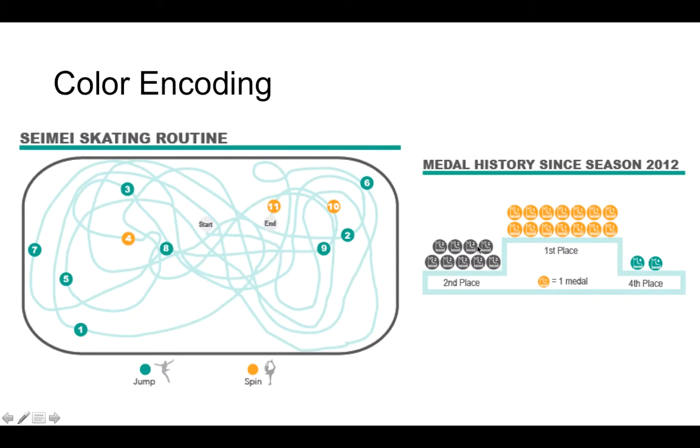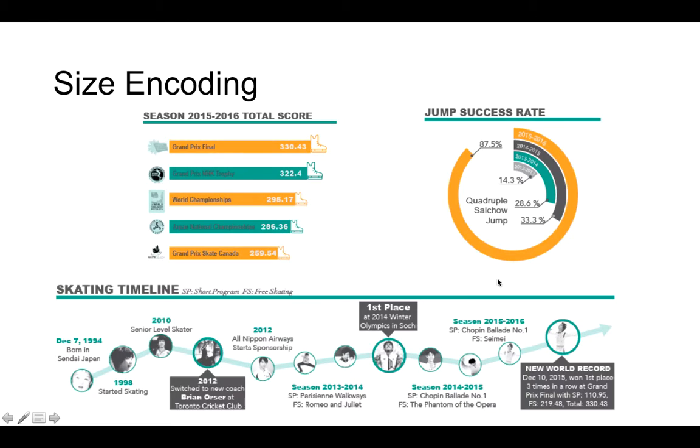At least for the gold and silver metals, I try to encode them similar to the actual color of the metal so that it will make more sense to viewers. The second one is size encoding. In this one, I use different size of bars to showcase the total score of one particular competition.